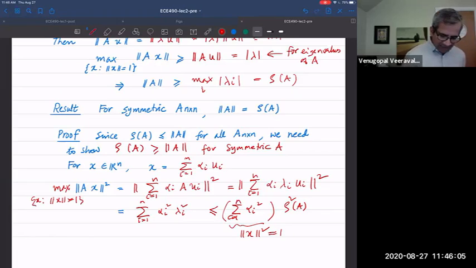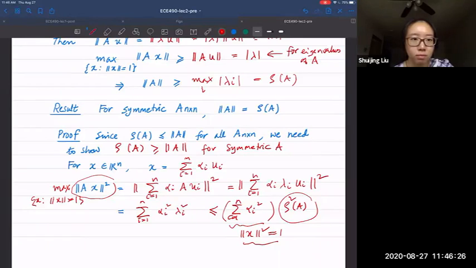In which case the right-hand side would be, this alpha i squared will be 1. And you conclude that this thing is less than rho a squared. In which case you get that the max of ax is less than or equal to rho a.